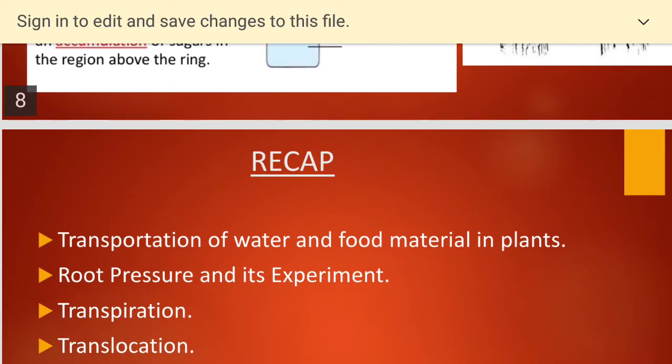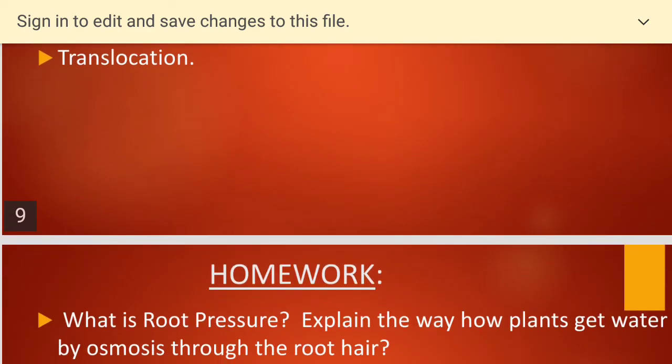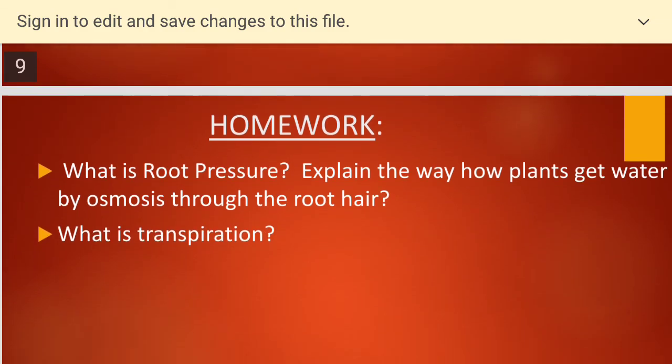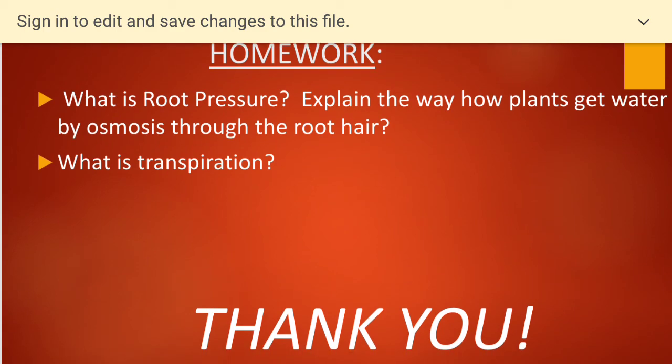So today we have seen transportation of water and food materials in plants, root pressure and its experiment, transpiration and translocation. With this we complete this chapter. Note down homework please. What is root pressure? Explain the way plants get water by osmosis through the root hair. And what is transpiration?